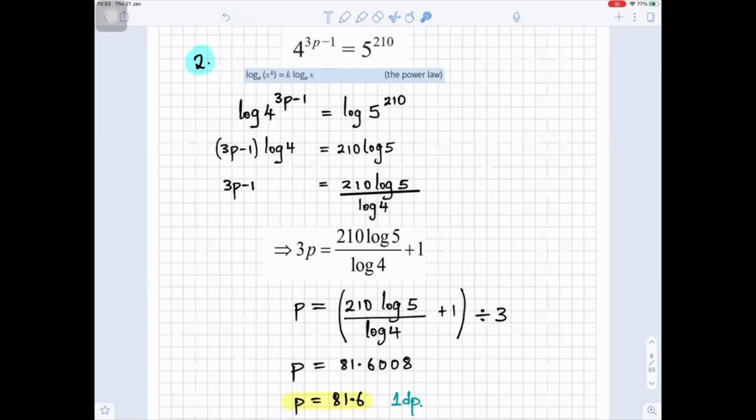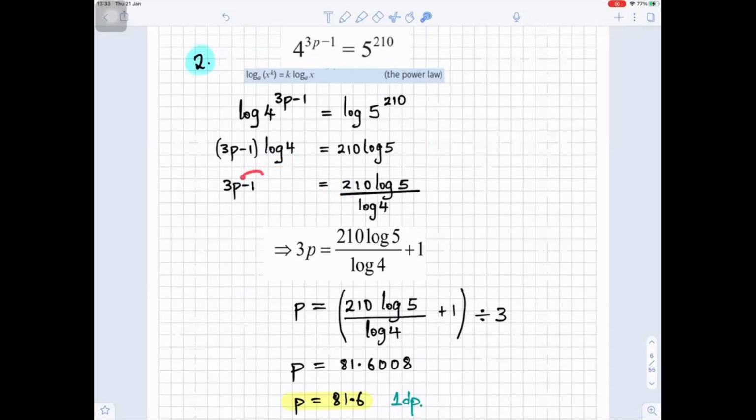What we want to do first is put log in front: log 4 to the power 3p minus 1 and log 5 to the 210. 3p minus 1 comes to the front and 210 comes to the front. Now it is times log 4, so we take the times log 4 to the right, it becomes divide by log 4.